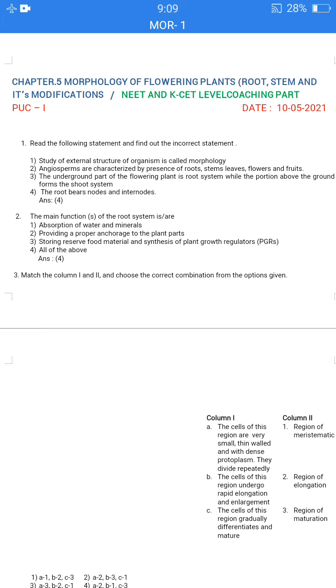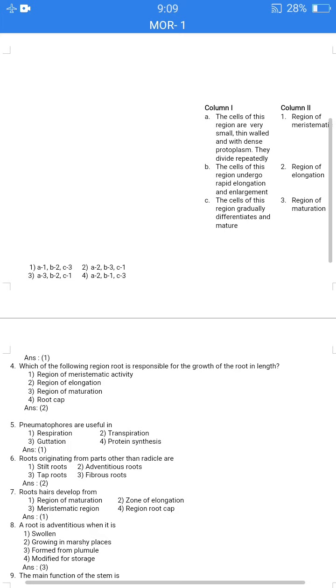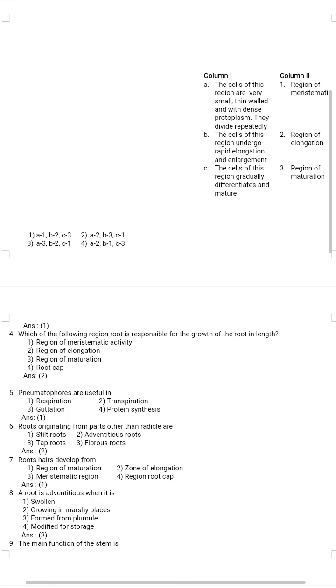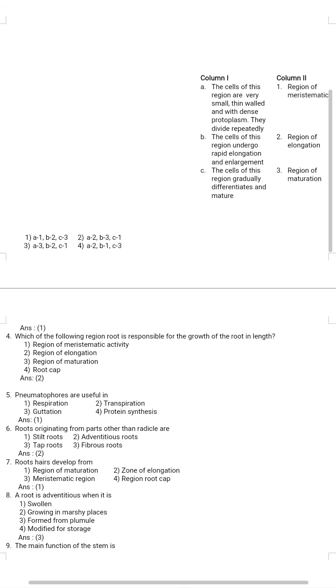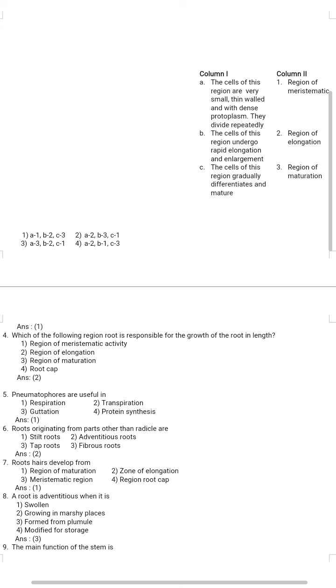Hope you understood. Now students, we are going to discuss the most important way of asking, the matching type. Match column 1 and 2 and choose the correct combination from the given options. So now here let us see column 1 and column 2. In column 1 A, B, C are given, in column 2, 1, 2, 3 are given. Let us match column 1 with column 2.